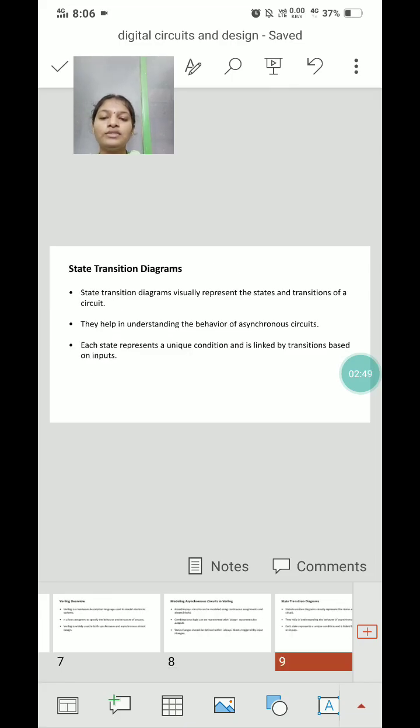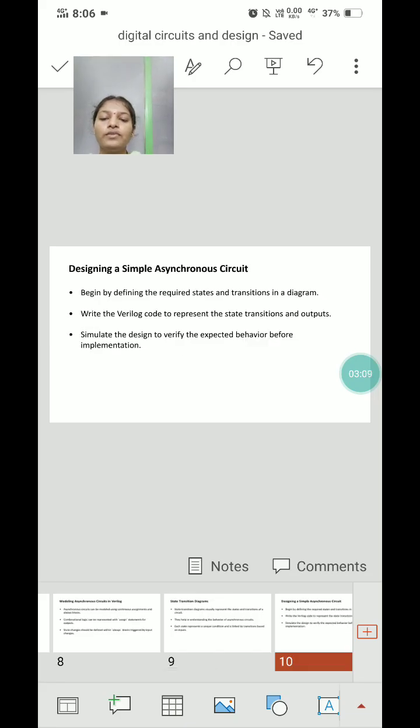State transition diagrams. A state transition diagram visually represents the states and transitions of a circuit. They help in understanding the behavior of asynchronous circuits. Each state represents a unique condition and is linked by transitions based on inputs or outputs.